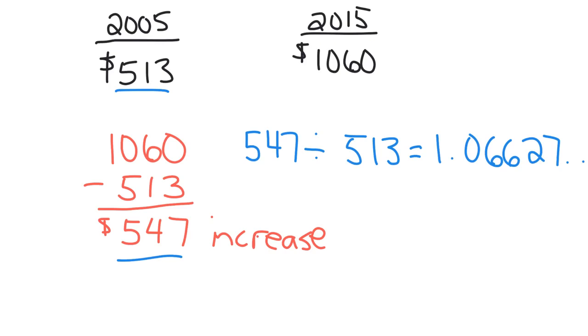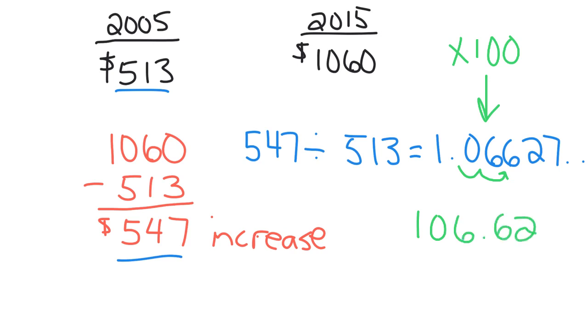So what we need to do is multiply this number by 100. That's the same as moving the decimal point over 2 places. So it comes out to be 106.627%, about, because there's some numbers after that.